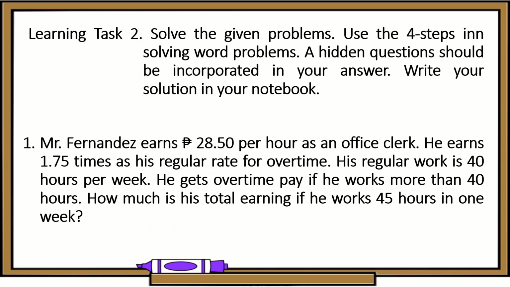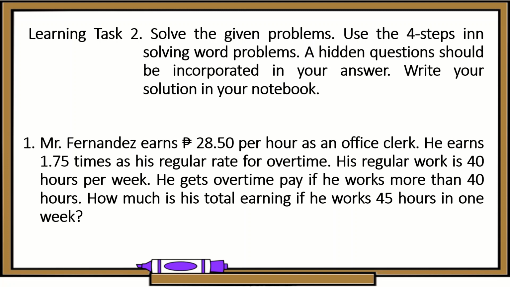For learning task 2, solve the given problems, you can use the 4 steps in solving it. A hidden question should be incorporated in your answer. Write your solutions in your notebook. Mr. Fernandez earns 28 pesos and 50 centavos per hour as an office clerk. He earns 1 75 hundredths times as his regular rate for overtime. His regular work is 40 hours per week. He gets overtime pay if he works more than 40 hours. How much is his total earning if he works 45 hours in 1 week?